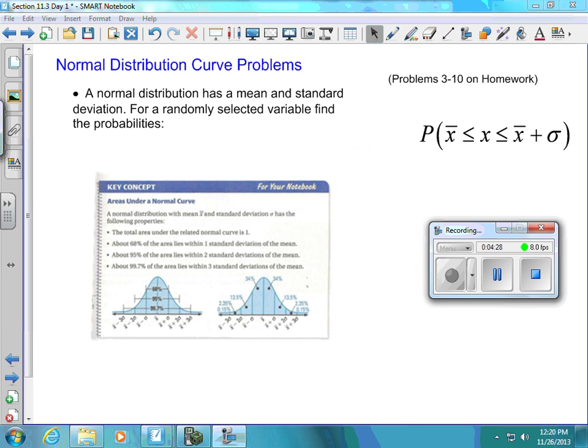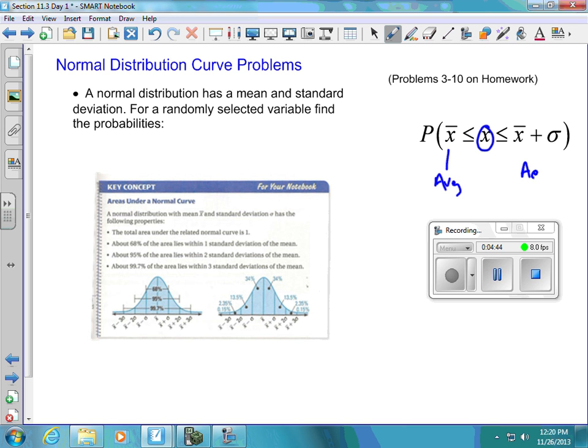Okay, the normal distribution has a mean and standard deviation. For a randomly selected variable, we find the probabilities. We're going to find the probability that our value x is between the average, the mean, and the average plus 1 standard deviation. We're not going to do that for every interval, but we're going to be in that interval: here's X bar, here's X bar plus 1. The probability that you're in that area is 34%. So the probability that we're between the average and one standard deviation above is 34%.